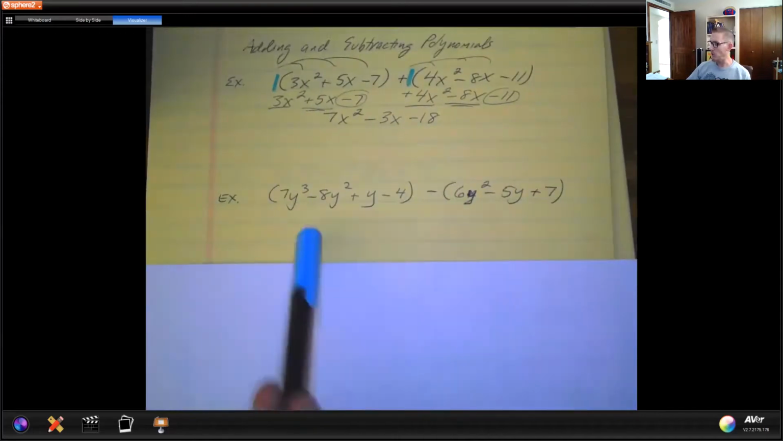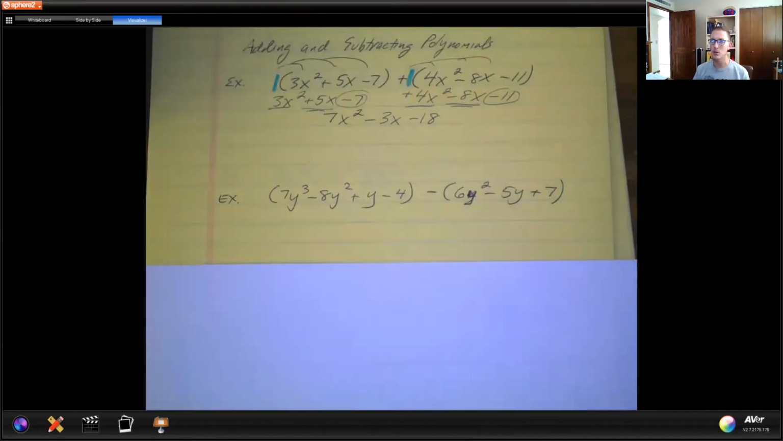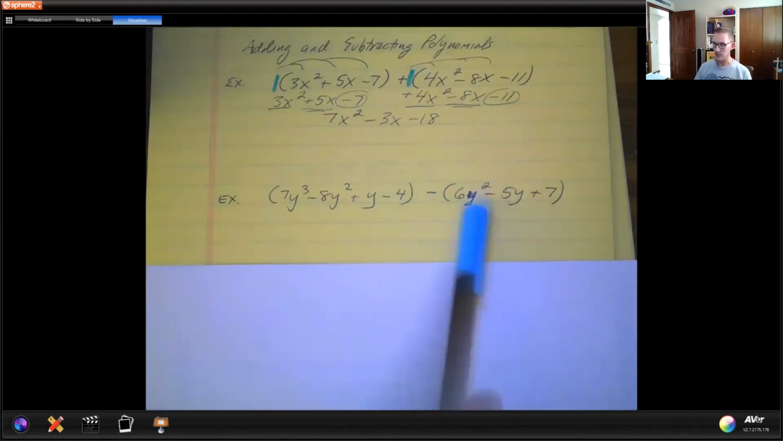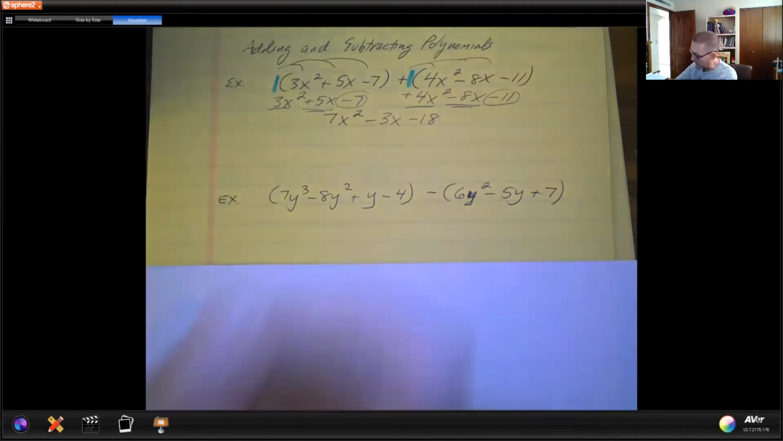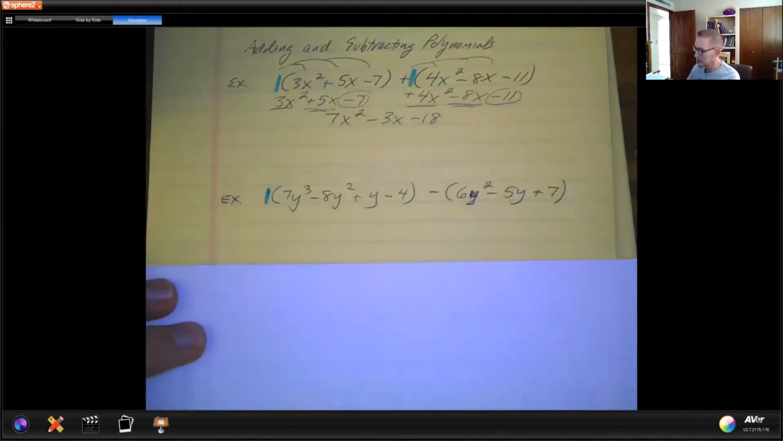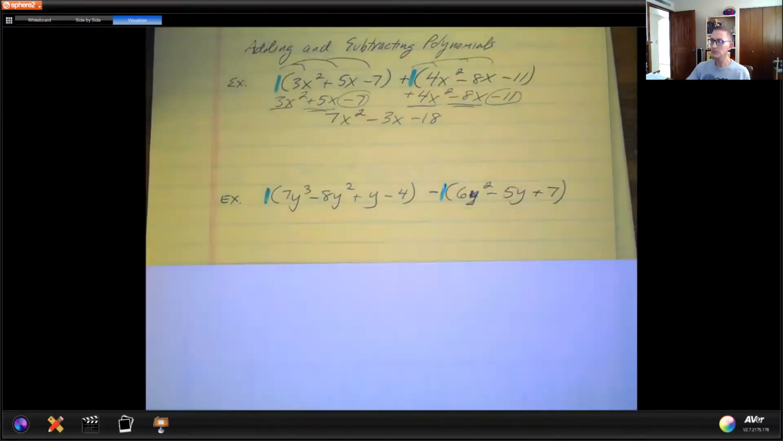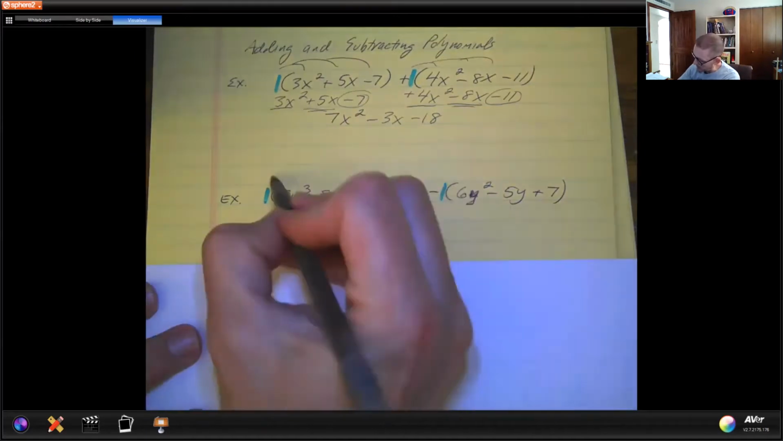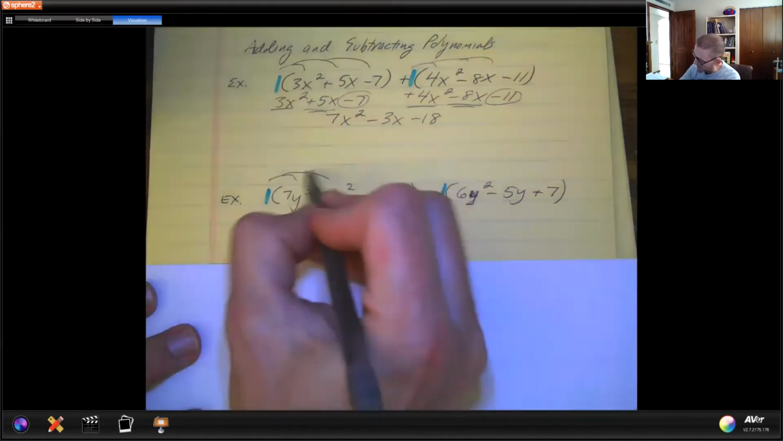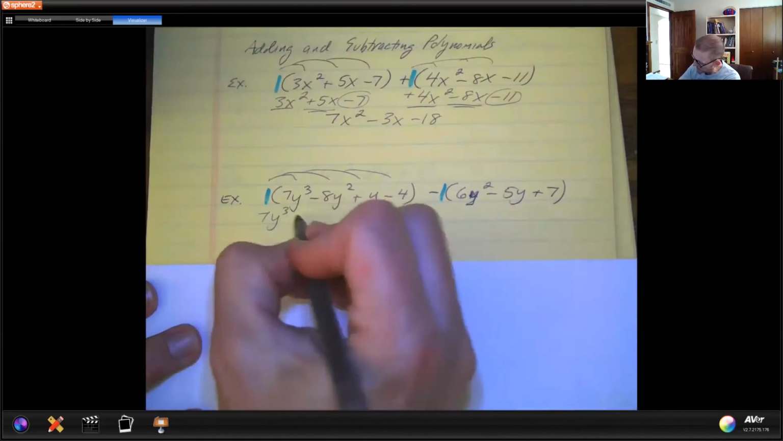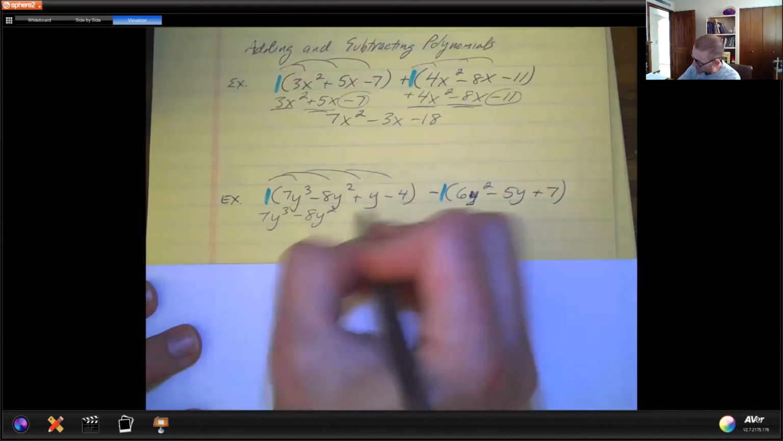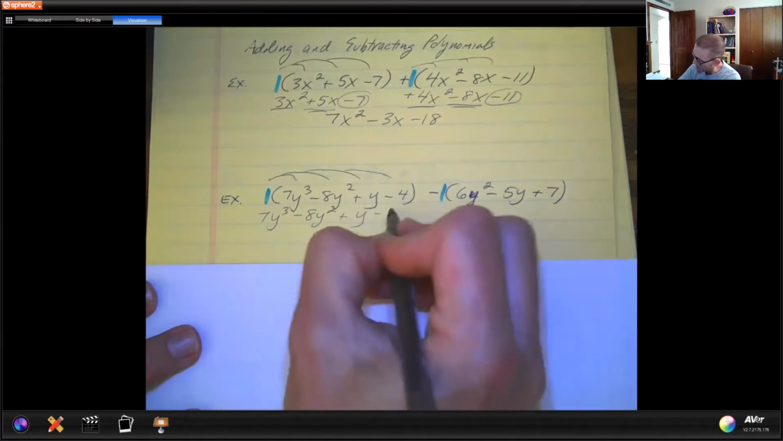So the first one has 4 terms, so that's simply a polynomial. And the second one has 3 terms. I accidentally wrote an x, but that's 6y squared. And there's a minus sign. Well, again, there's a 1 in front. And in this case, there's a negative 1 in front. Well, for this one, when I distribute the 1 to free everything from the parentheses, I'm going to get 7y to the third minus 8y squared plus y minus 4.